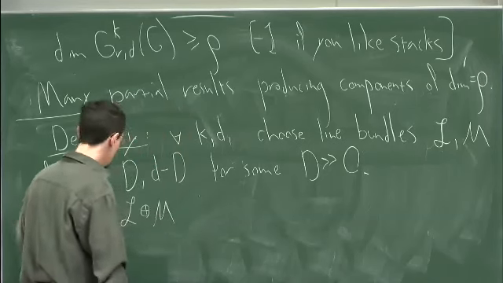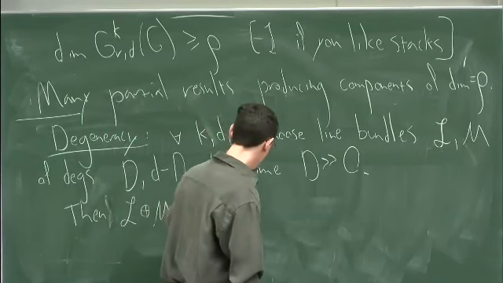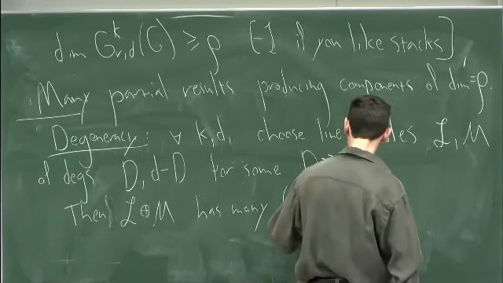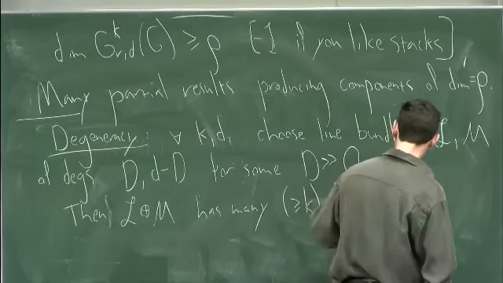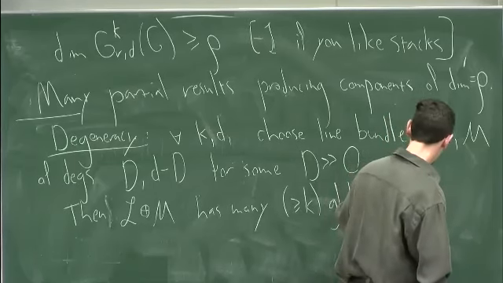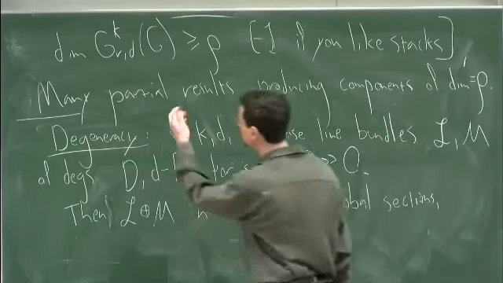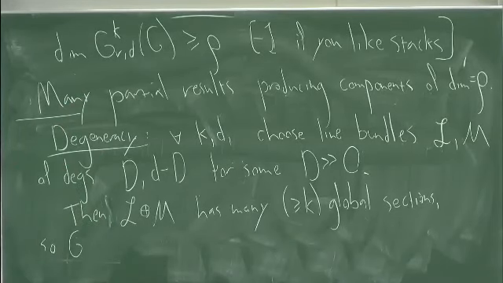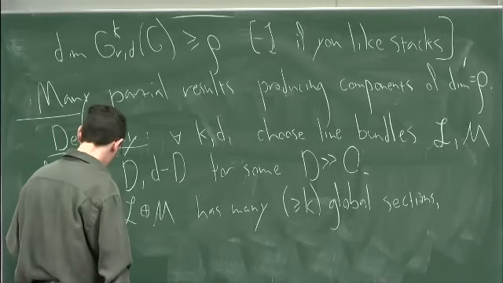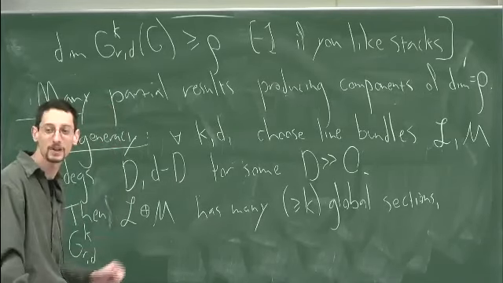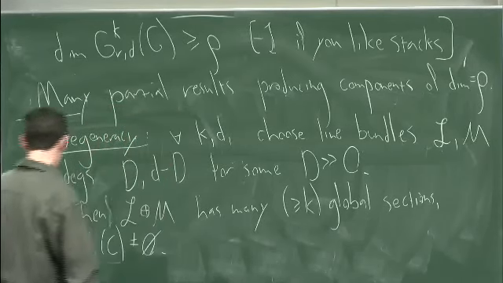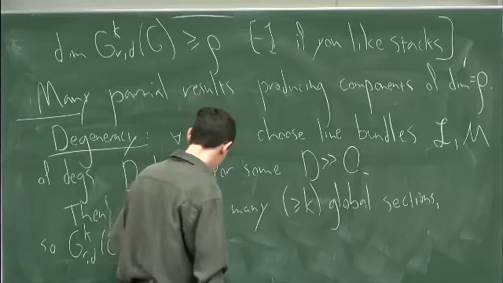And, well, this has many global sections. In particular, it can be chosen to have greater than or equal to K global sections, as long as D is sufficiently large. So the space is non-empty. Yes, very unstable. So in some sense, this is the less interesting pathology, even if rho is very negative.